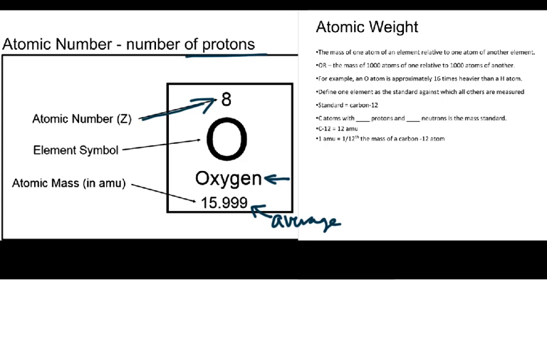Did we take all of the oxygen atoms in the entire universe, take all their masses, add them up, divide? No, that's not how we got an average, obviously. What we did is we made a standard. So we made carbon-12 the standard, just because it was so abundant, easily accessible. And we said that carbon has 6 protons, therefore it has 6 neutrons, giving it a mass of 12. You can't have half of a proton or half of a neutron.